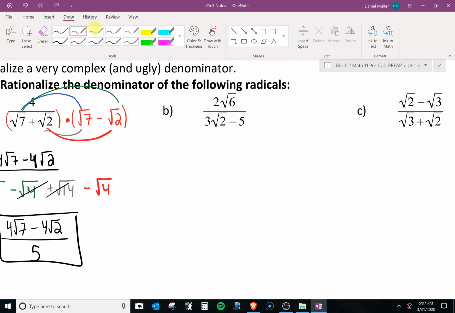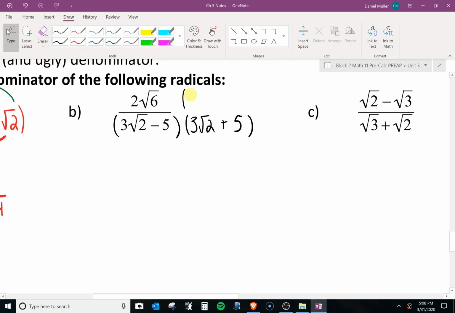All right, so we need to do the same thing here. We need to take this and multiply by the conjugate. The conjugate is the exact same thing, so it's 3 root 2 and 5, but instead of a minus, we're going to put plus. And we're going to do the same thing to the top: 3 root 2 plus 5. So let's just do the top part first.